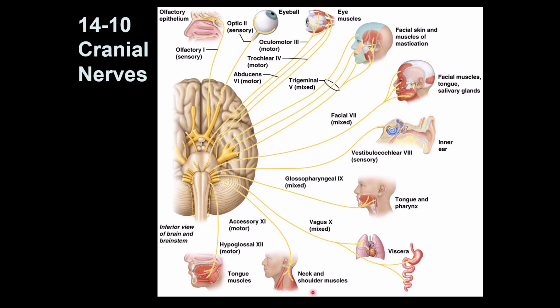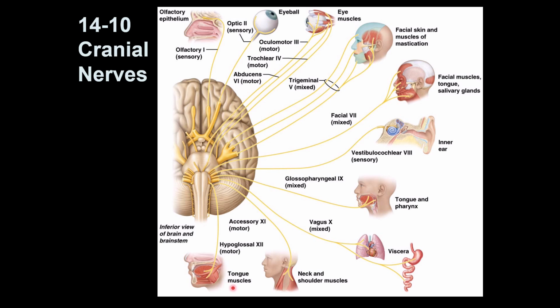So as you can see, some of them are sensory, some of them are motor, and some of them are mixed. For the special sensory, I told you, cranial nerves 1, 2, and 8. For the motor, you also have cranial nerves 3, 4, 6, 11, and 12. So these are the motor only, and the other ones, the 5, 7, 9, and 10, these are sensory and motor together.